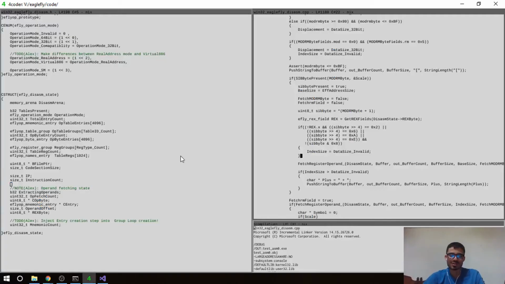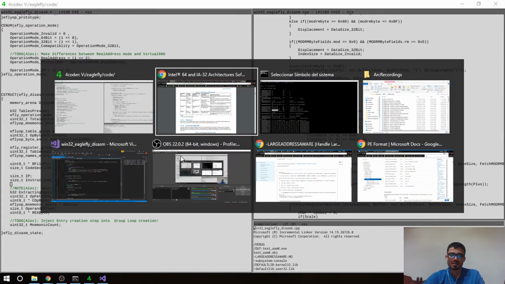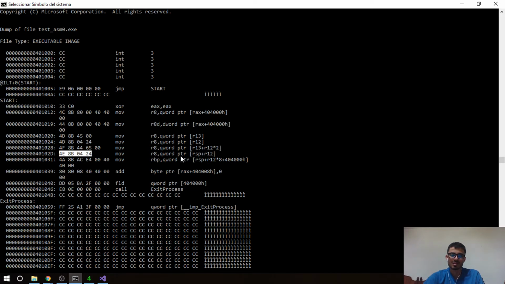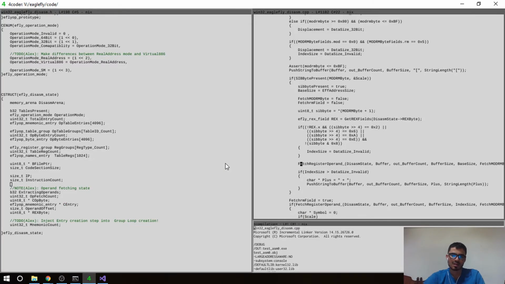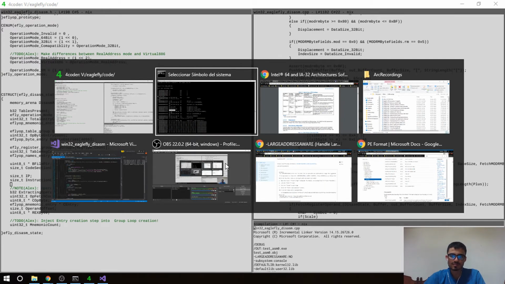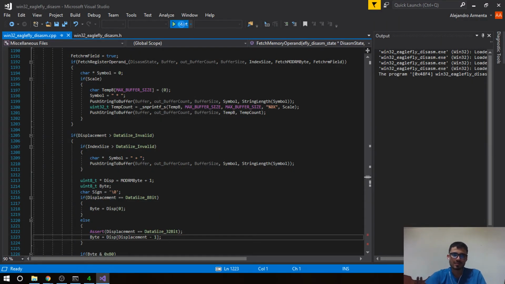Let me see what instruction we finished decoding there. I think it was this crazy thing. That's okay. We're using R12 as an index. That's possible. RSP can be on the base. That's possible. 40, that's okay. So if that's the thing that we did, we can probably do it. So let's do it.